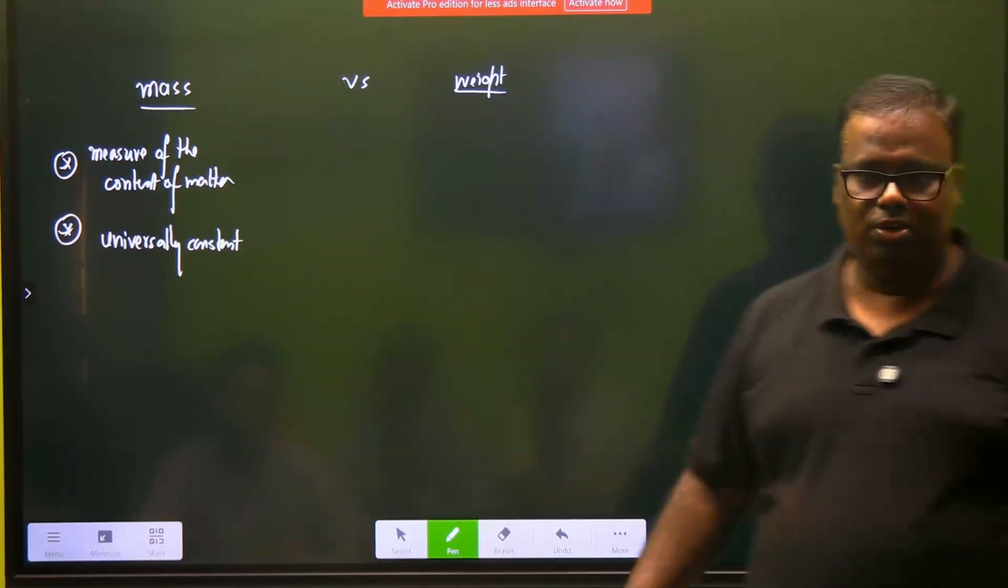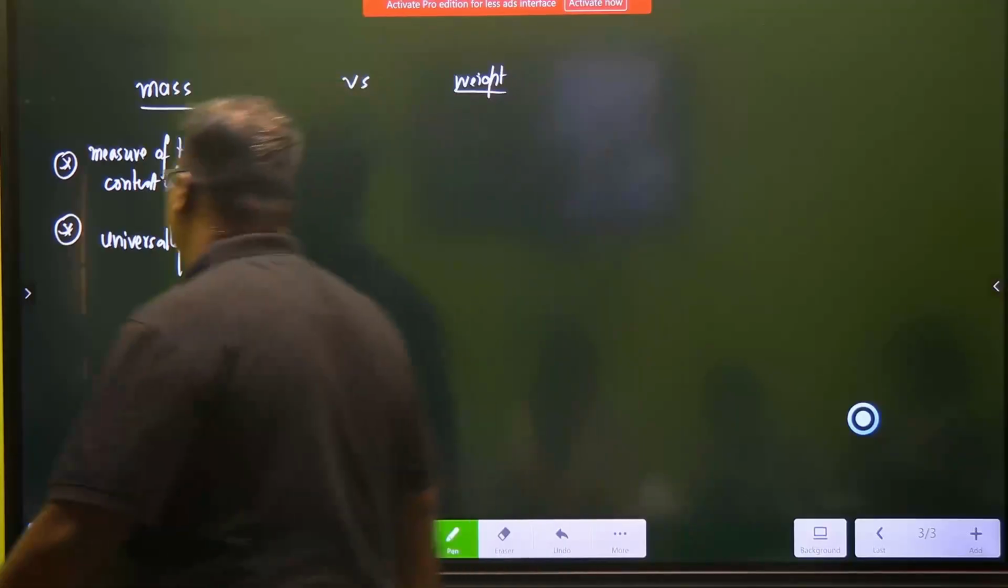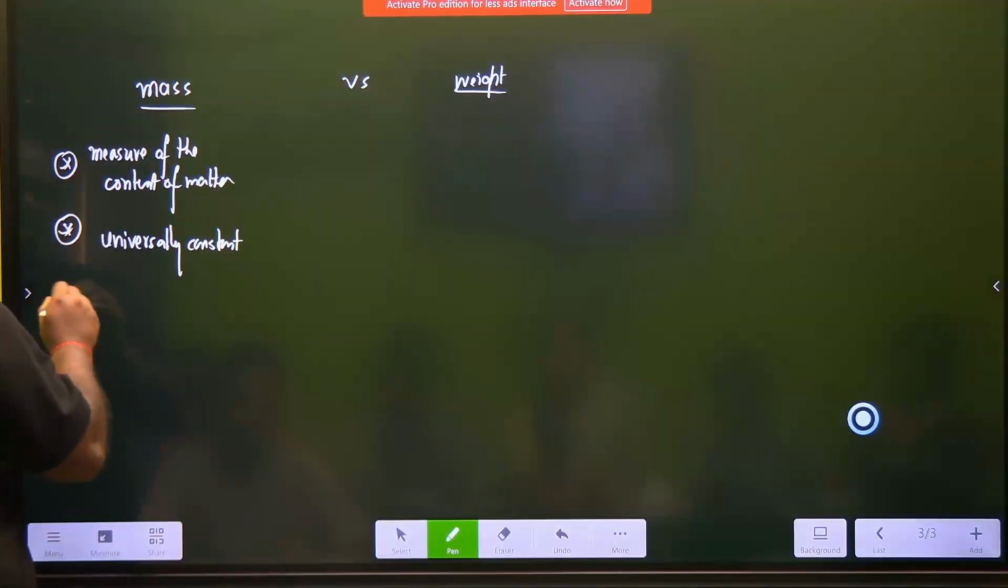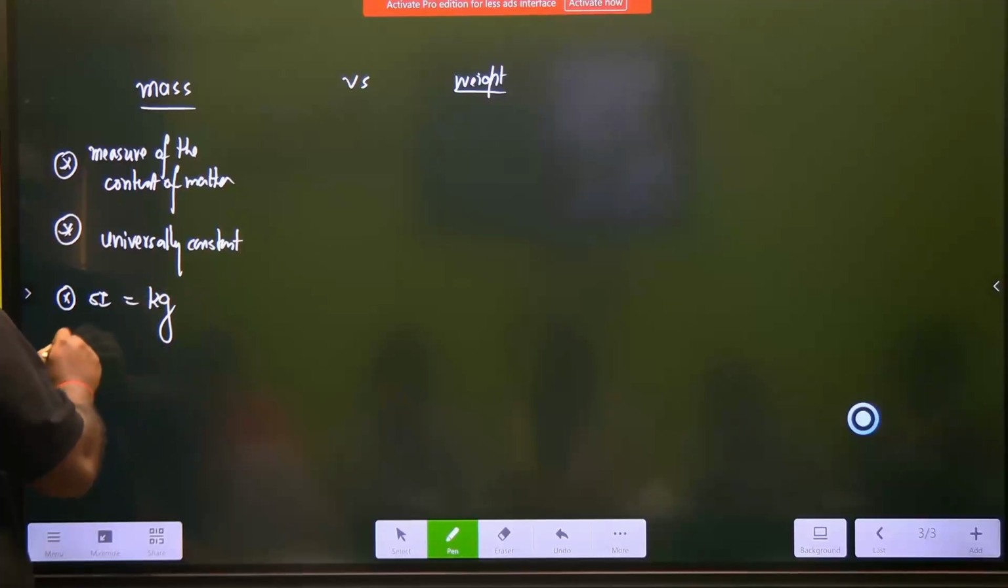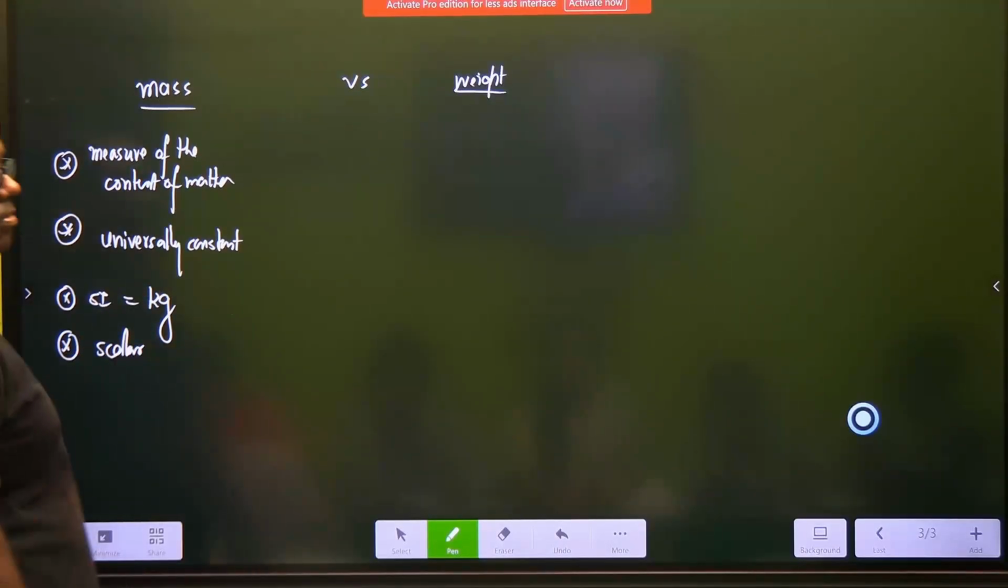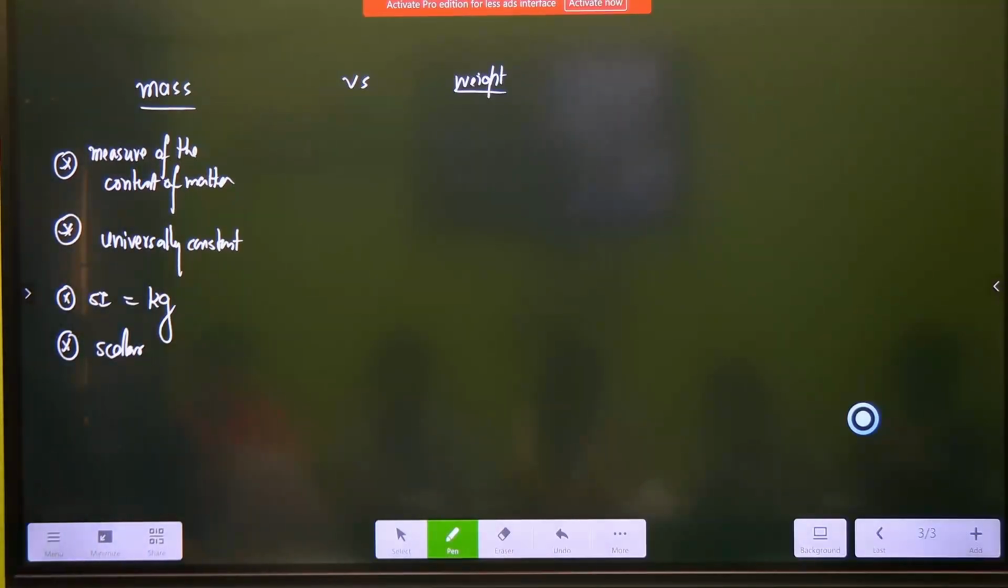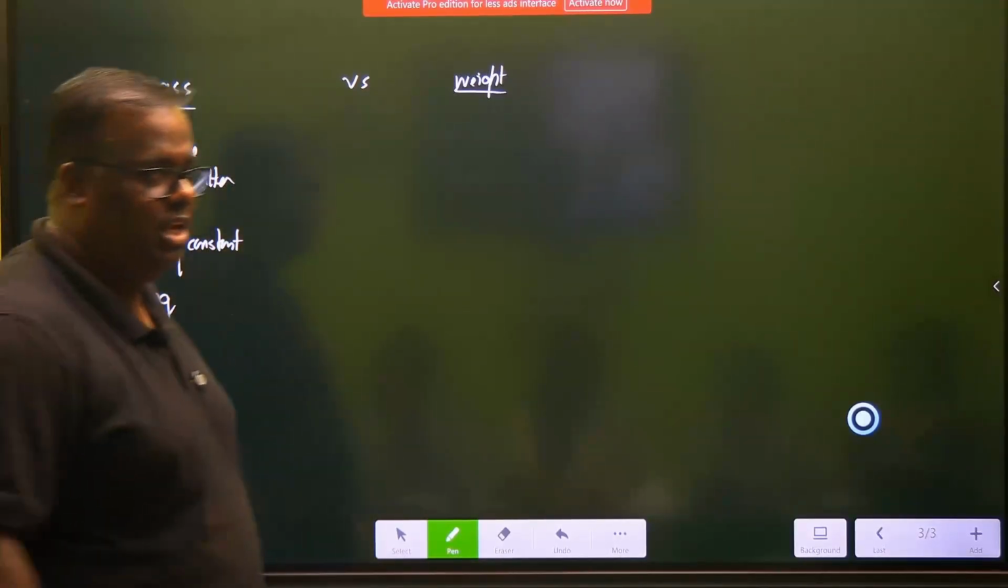Mass is universally constant, okay? And the SI unit of mass is kg, and mass is a scalar. You never say that the mass of this pen is 15 grams east or west, no. Yeah, you don't say that. Is this clear? The concept of weight is a little interesting, okay?